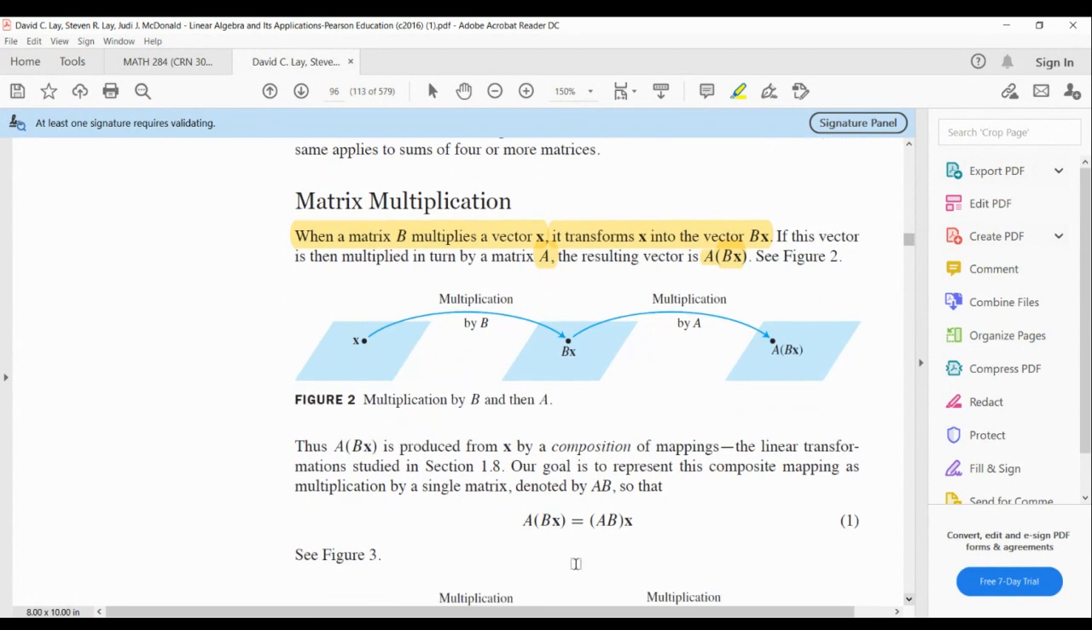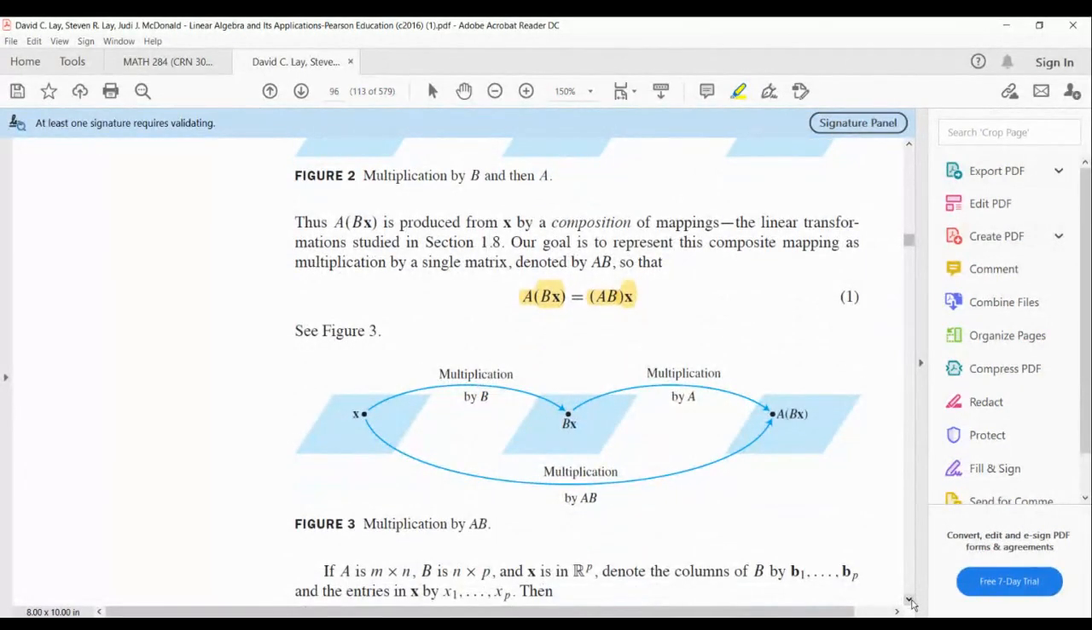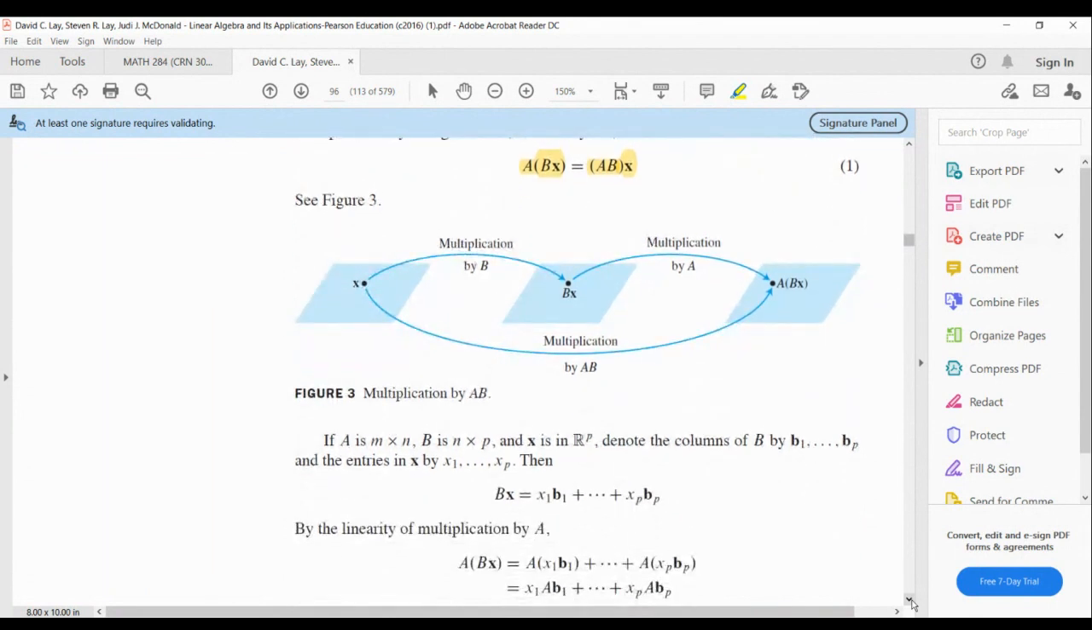And you can write A times the vector Bx as the matrix AB times the vector x. You're still preserving the order, and sometimes it's useful to look at matrix multiplication that way. So I just wanted to demonstrate that in figure 3. Not a big deal. I think this is pretty intuitive.